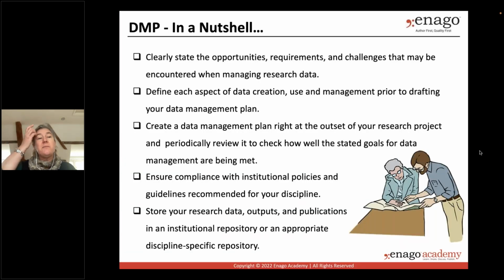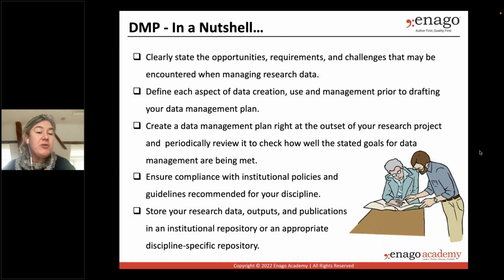So the take-homes. Data management plans in a nutshell just clearly state the opportunities, requirements and challenges that could be encountered when managing research data. They define each aspect of the data creation, use and management prior to drafting your data management plan. If you can create a data management plan at the outset of your research project and periodically review it, it's going to help keep you on track, and also help you notice when things do start changing, as invariably they do, and it will enable you to then take appropriate action to work out what you should do.